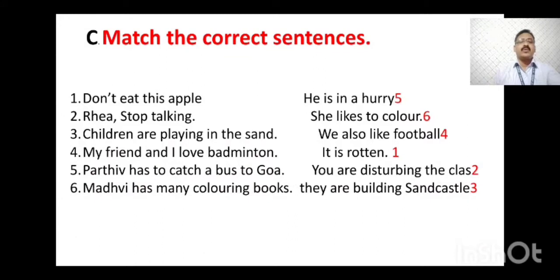Now we will move on to bit number C. Match the correct sentence. Here in both columns, some sentences are there. You have to match the right answer from the second column according to the first sentence. First one is, don't eat this apple. The correct answer is, it is rotten. Don't eat this apple, it is rotten. Riya, stop talking. You are disturbing the class. Somebody told Riya, please stop talking, you are disturbing the class.